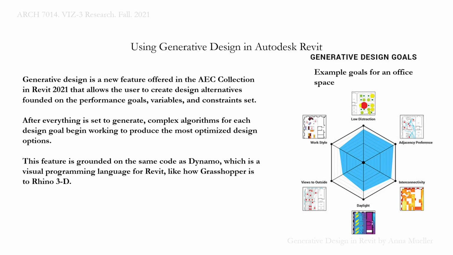But essentially, the different goals that you could set in your generative design in Revit are based off of three different things, which I will soon show you. It's office workspace layout, maximizing window views, and 3D three-box massing. But the example here to the right is just goals for the office space one. Like you want low distraction, adjacency, preference, interconnectivity, daylight, views to outside, and work style. And you can really set what you want in Revit using their new generative design feature.